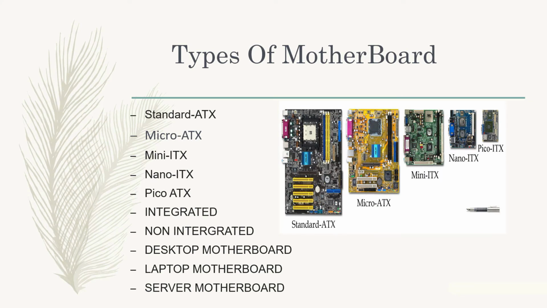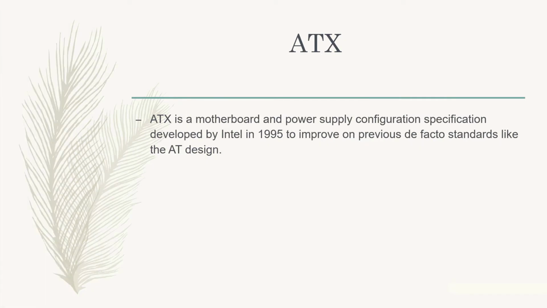Standard ATX, micro ATX, mini ATX, nano, pico ATX. Nano and mini are ITX, so we will not count on that. Micro ATX, standard ATX and pico ATX, these are all 1, 2 and 3. These are all ITX, but here I have written 3 ATX. I have done a slide on this. So it was developed in 1995 by Intel. Intel is a processor manufacturing company. We will learn ahead.